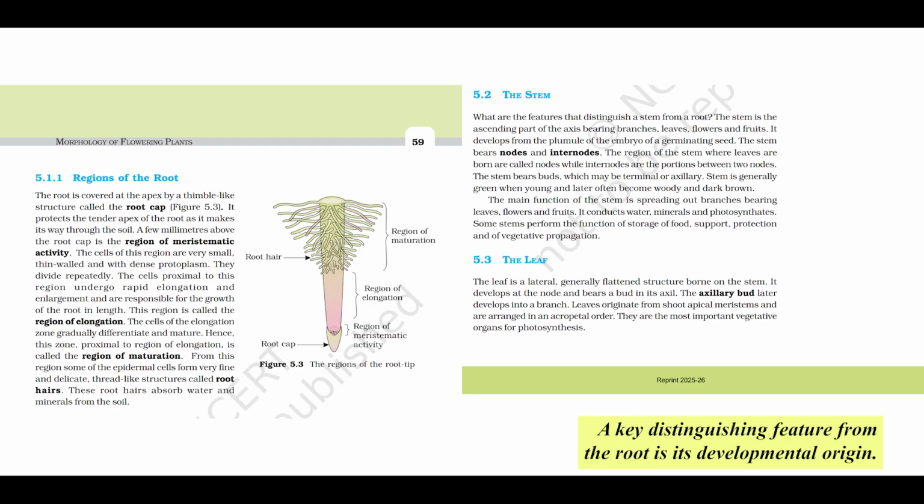A key distinguishing feature from the root is its developmental origin. The stem develops from the plumule of the embryo in a germinating seed. Whereas the root came from the radicle. Exactly. Plumule for shoot, radicle for root. Another definitive structural marker of a stem, completely absent in roots, is the presence of distinct nodes and internodes. Think of them like the segments of a bamboo stick, perhaps. Nodes are the specific regions on the stem where leaves and often branches are born. Internodes are simply the portions of the stem located between two consecutive nodes. Nodes where things attach, internodes are the spaces between.